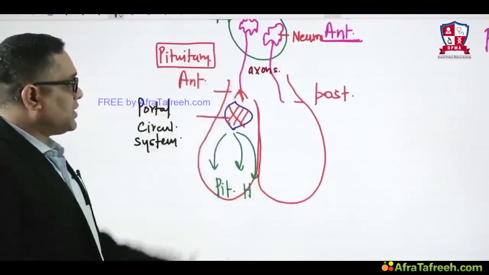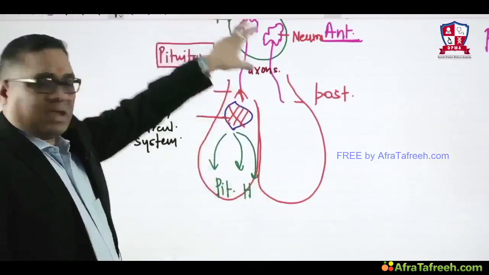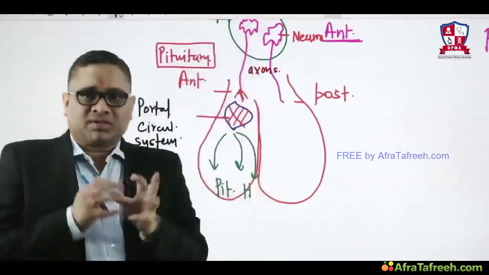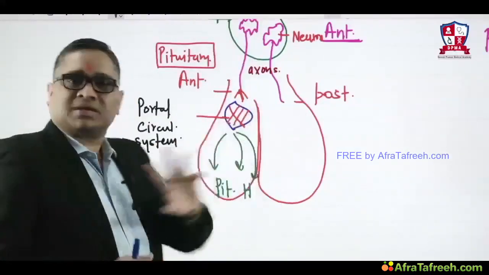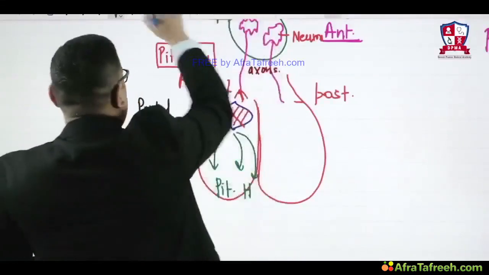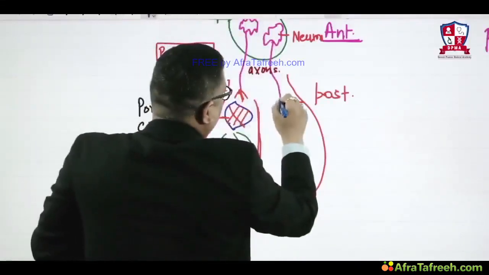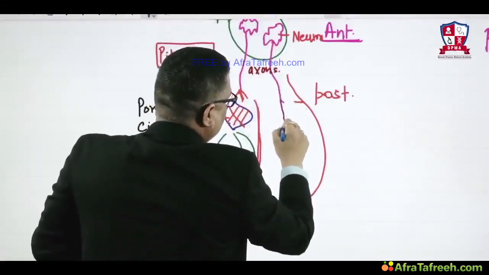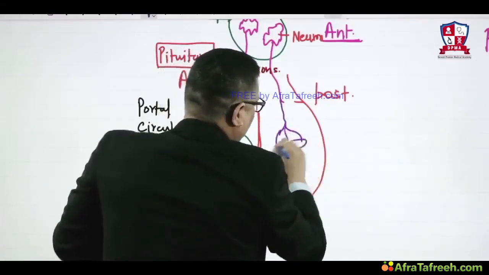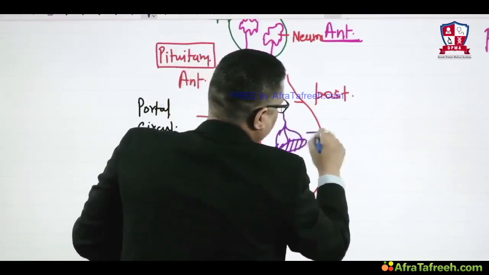So the anterior pituitary is under the control of the axons and the portal circulatory system, but how is the posterior pituitary unique? In the posterior pituitary there is no portal circulatory system. Here, the hypothalamic neurons, as I said, have their terminal endings, so these are the terminal ends.